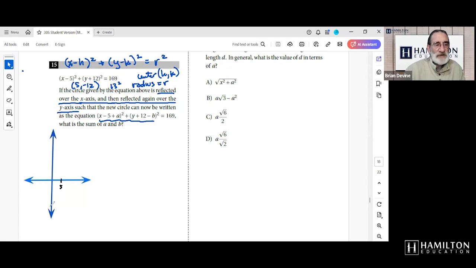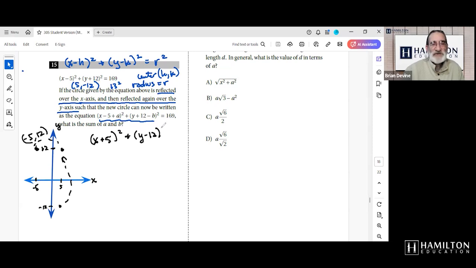So (5, -12) is the original. That's going to be reflected over the x-axis upstairs to (5, 12). Then that's going to be reflected over the y-axis to (-5, 12). So our new center is at (-5, 12), which means we've got (x + 5)² + (y - 12)² = 13².